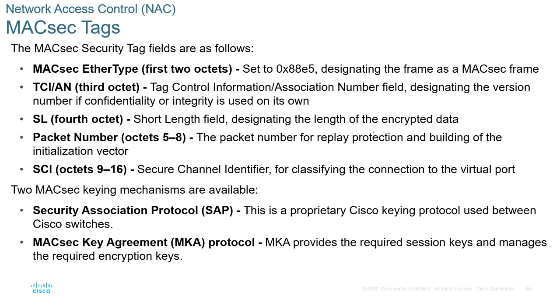We have a packet number in octets 5 through 8. This is the packet number for replay protection and building of the initialization vector. We have a secure channel indicator, SCI, in octets 9 through 16 for classifying the connections to the virtual ports. And we have two types of MACsec keying mechanisms. We have our SAP, Security Association Protocol, and we have MACsec Key Agreement, or MKA. SAP is Cisco proprietary. The key agreement provides the required session keys and manages the required encryption type, but it's not Cisco proprietary.